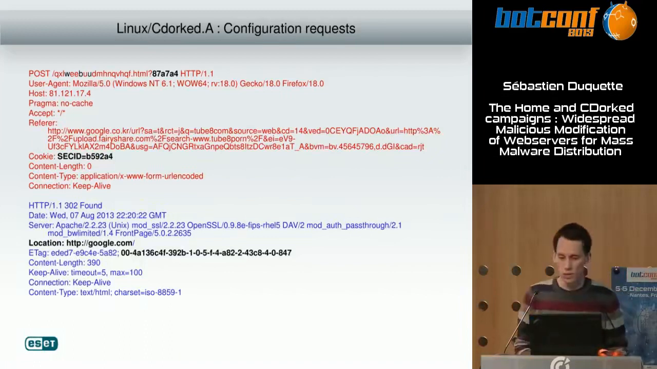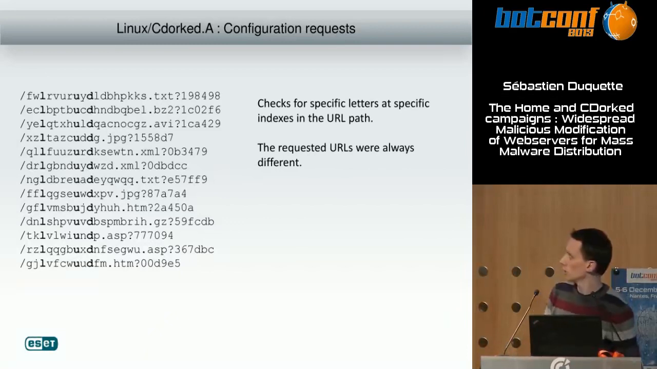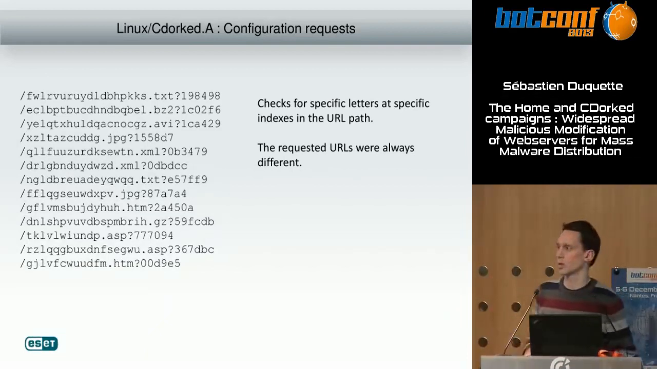Something that they did is that instead of using a static pattern for the configuration requests, they would check for specific letters at specific indexes in the URL. So for example, here, for one of the backdoors, they were checking for the letters L, U, and D. When you look at the URLs all grouped this way, it's easier to see. But when someone would go through the logs of the server, it's less evident that they're all for the backdoor.